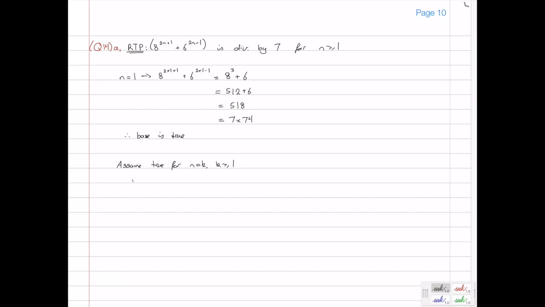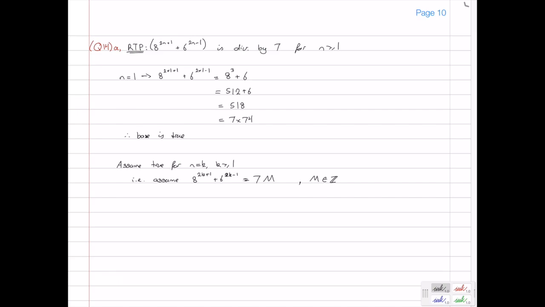So what does that mean? That means that we have to assume that this expression, where now we have n equal to k, so 8 to the power 2k plus 1 plus 6 to the power 2k minus 1, we have to assume that that's divisible by 7. And what does it mean to be divisible by 7? That means it's equal to 7 multiplied by some integer, and we're going to call that integer m. It's just a constant, so m is some integer. That's a symbol for saying m belongs to the set of integers.